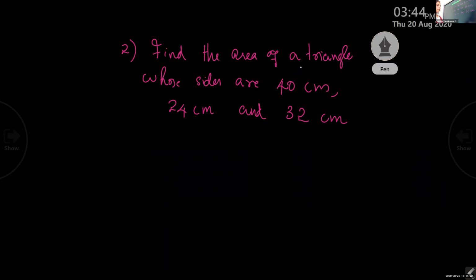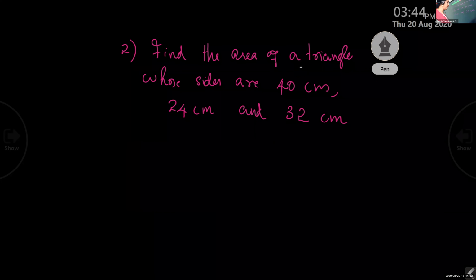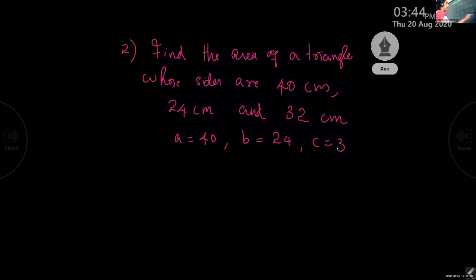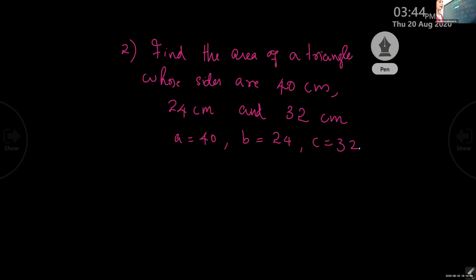Okay, what are the sides? Which letter will you use to denote these sides? Yes, children? These are a, b, c. So you have to write like this: a equal to 40, b equal to 24, and c equal to 32, and write the formula and apply it.